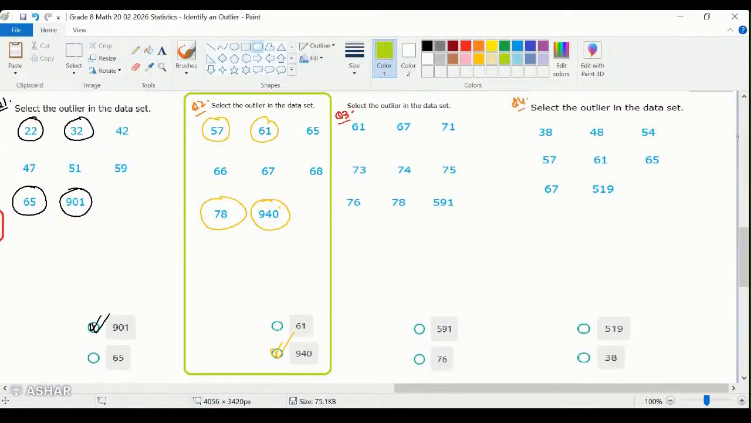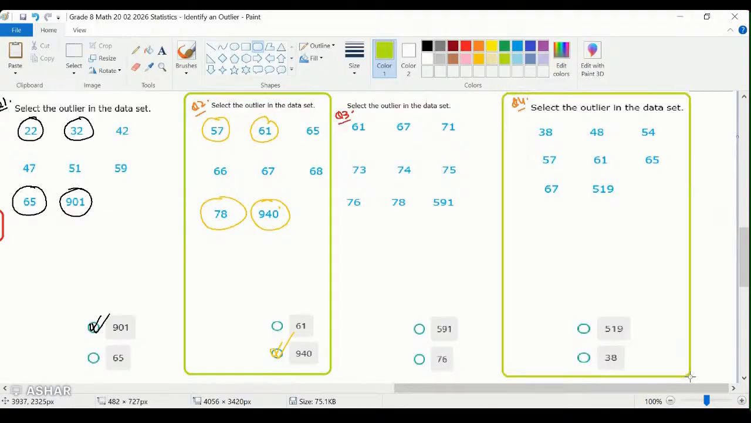We can see that the numbers in question number 3, let's look at the first number and the second number. They have a difference of 6, but the last 2 numbers have a huge difference, right? Perfect. This is the outlier. Question number 4. What should be the outlier?